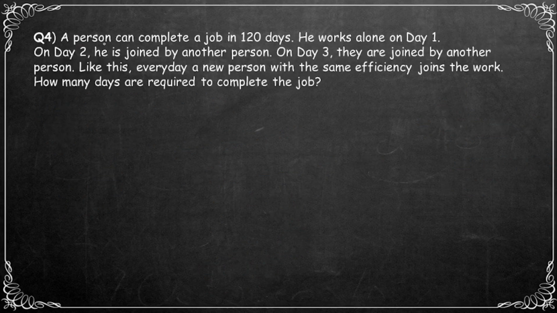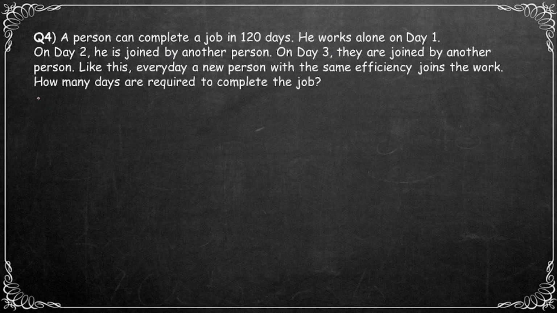Question 4. A person can complete a job in 120 days. He works alone on day 1. On day 2, he is joined by another person. On day 3, they are joined by another person. Like this, every day, a new person with the same efficiency joins the work. How many days are required to complete the job?